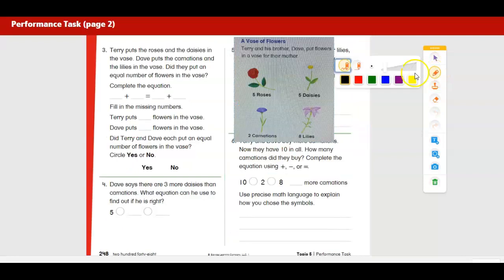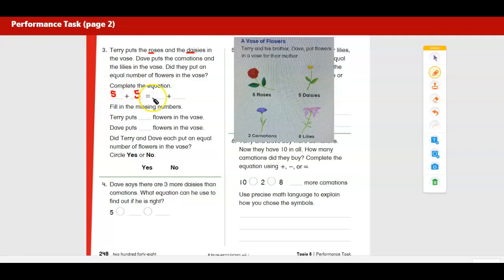On number 3, we wanted to show an equation that showed that Terry puts the roses and daisies in the vase, and that Dave puts the carnations and the lilies in the vase. So you would need to use your flower chart in order to solve this problem. So first, I'm going to start with the roses and the daisies and find them on the chart. So Terry put the roses. So there are 5 roses. There are 5 daisies. So that is my first equation.